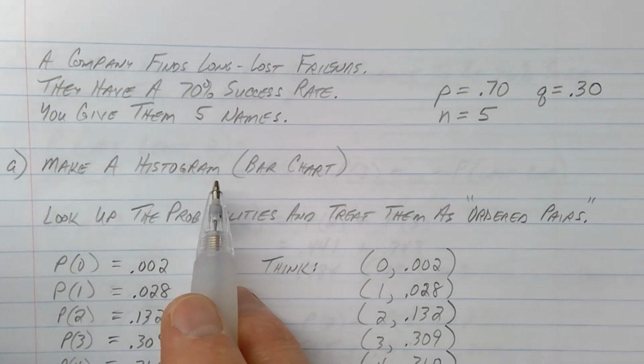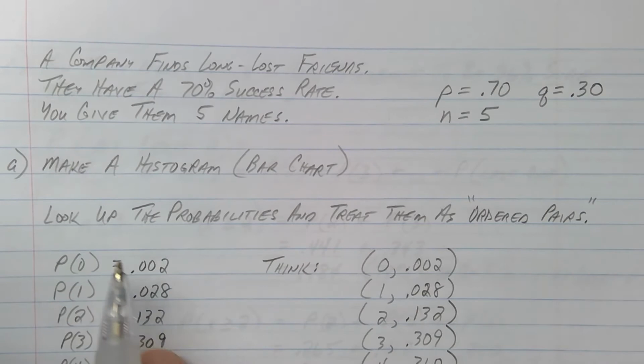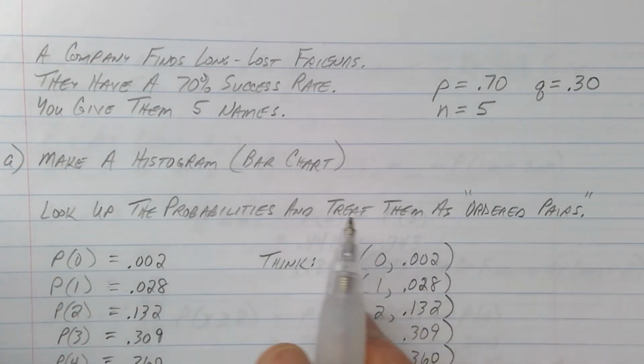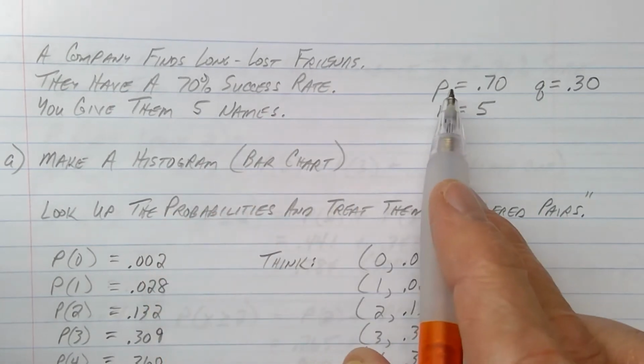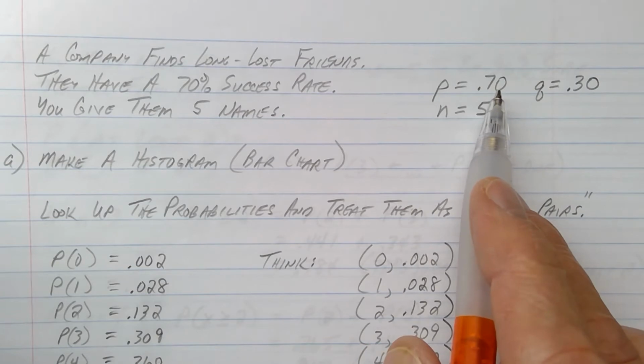If they ask you to make a histogram, remember that's just a bar chart, usually bars running up and down. Well, first look up your probabilities and think of them as ordered pairs. So I have a group of 5 with a probability of a single success of 70%.